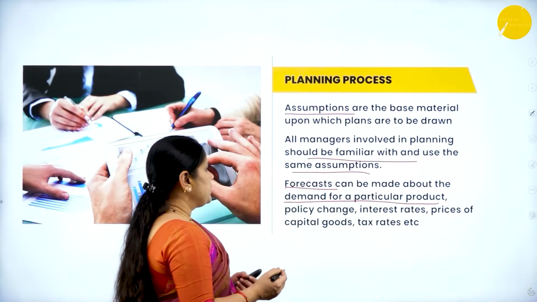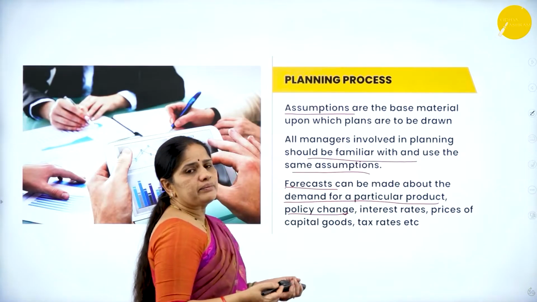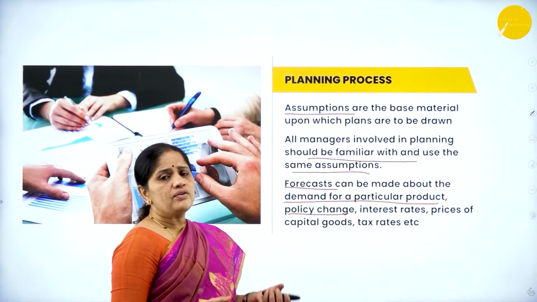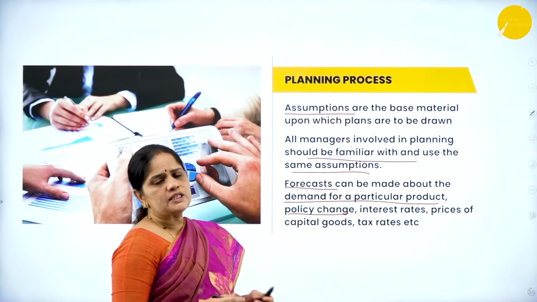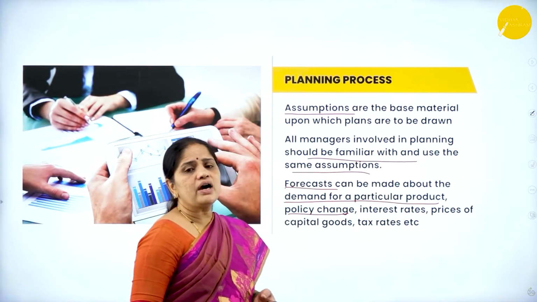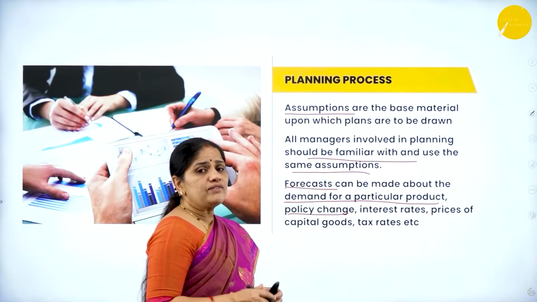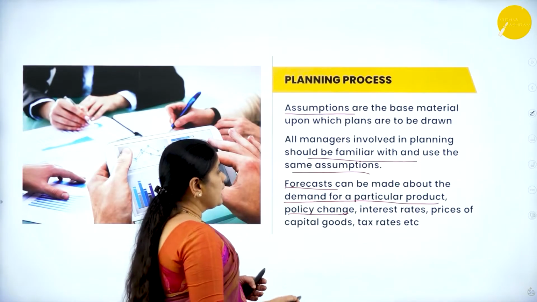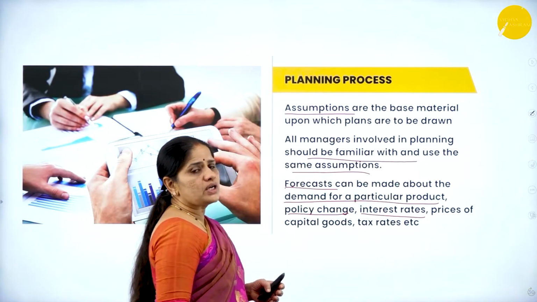Then it may also be about policy change. Suppose suddenly the government changes its policy and declares your product unsafe for human consumption, then almost all our sales plans or production plans will fail. Whatever you have produced will just be rotting in the godown. So we have to look out for the policy changes made by the government, and also the interest rates. Interest rates keep on changing.